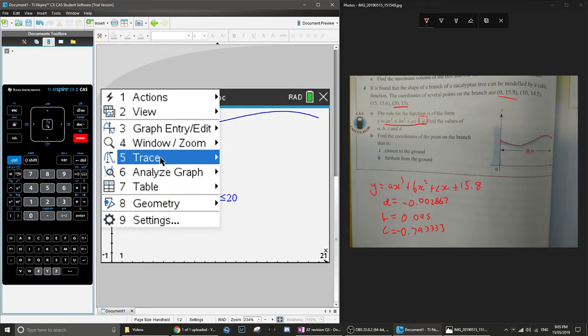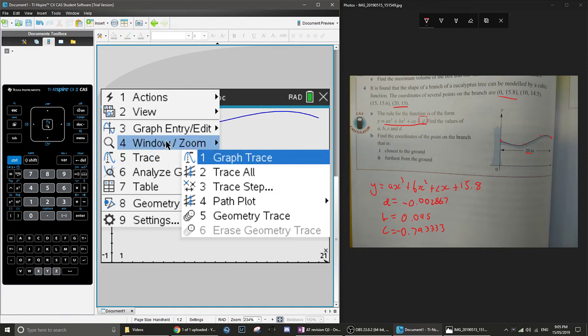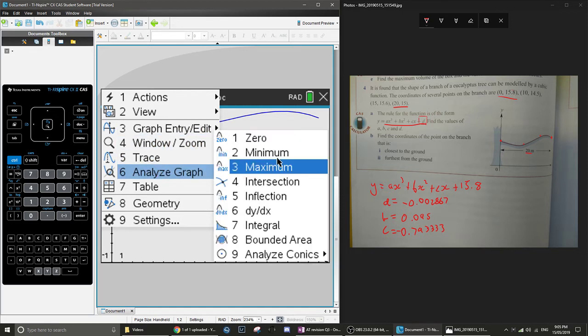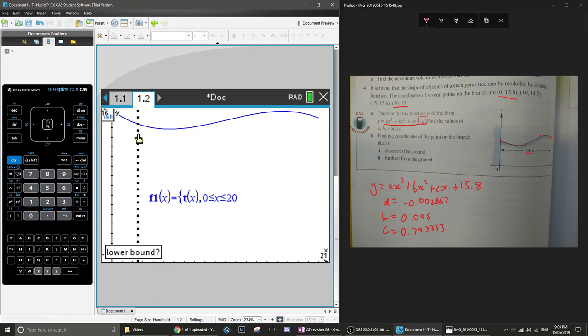So menu, trace, analyze graph. Minimum, set our left bound and our right bound. There we go, height of 13.8. That's its lowest point. Okay, coordinate 5.59, 13.8.